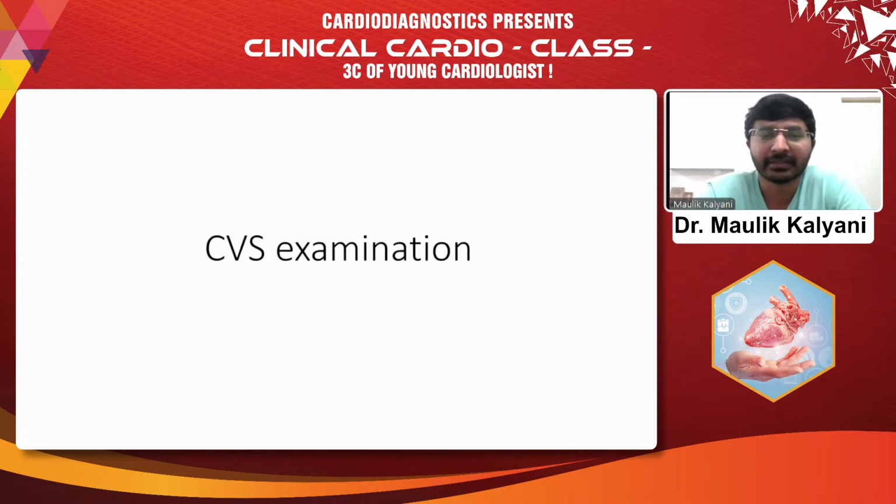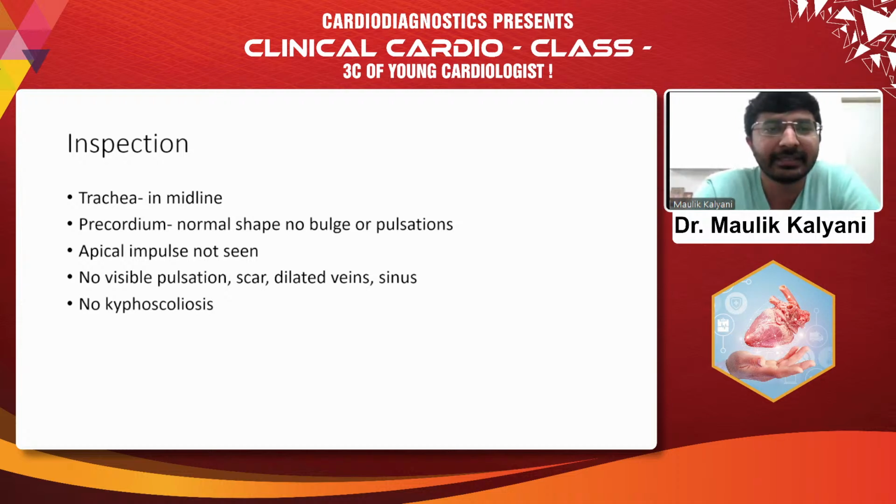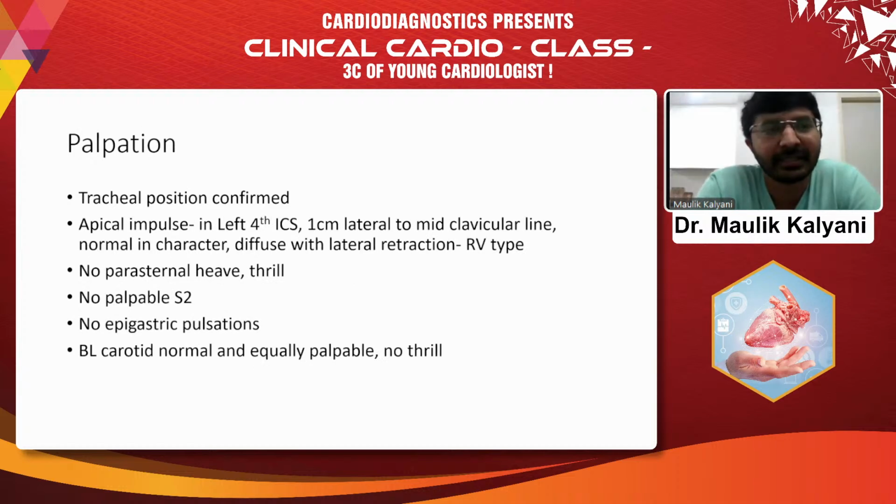So CVS examination, sir. Inspection: trachea is in midline, precordium is normal shape with no bulge or pulsations, apical impulse is not seen, no visible pulsations, scar, dilated veins or sinus, and no kyphoscoliosis. Palpation: tracheal position is confirmed. Apical impulse is in left fourth intercostal space, 1 centimeter lateral to mid-clavicular line, normal in character, diffuse with lateral retraction, RV type of apex. No parasternal heave or thrill, no palpable S2, no epigastric pulsation. Bilateral carotids are normal and equally palpable and no thrill.